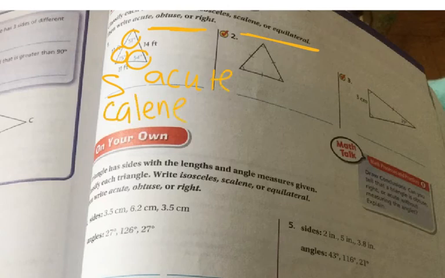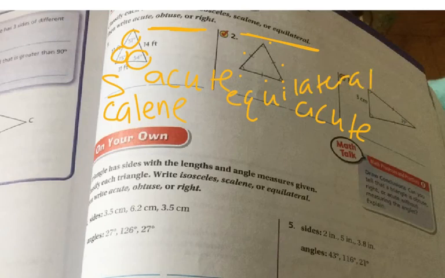Okay, the next one. I can see all of those angles are the same and all of the sides are the same. So that would be acute because they're smaller, and it would be equilateral. The next one, I can see these two angles are the same, and that one's 29 degrees. So that's acute. And these two sides are the same, and that's different, so that would be an isosceles.